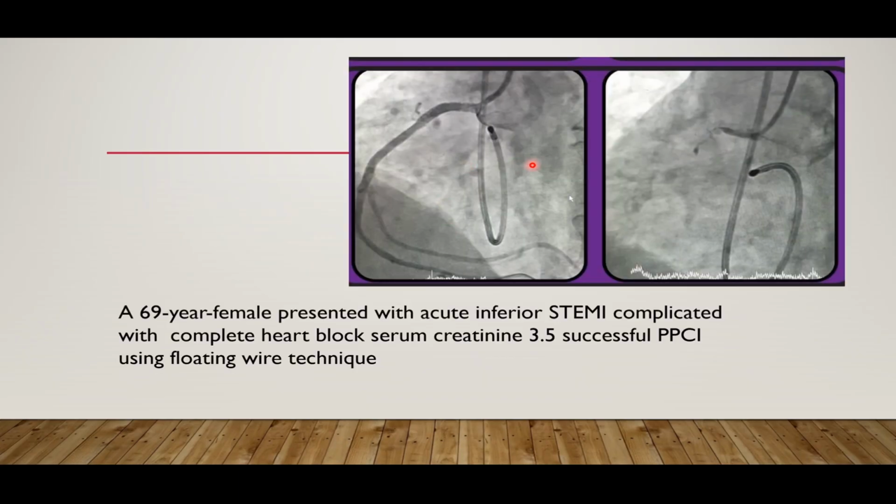This is another case. A few years ago, a 69-year-old female presented to us with acute inferior ischemia complicated by complete heart block, and she was renally impaired. So we introduced a temporary pacemaker as fast as we could, and we did the primary PCI using the floating wire technique, and fortunately we could cover the ostium without missing it and without overhanging.